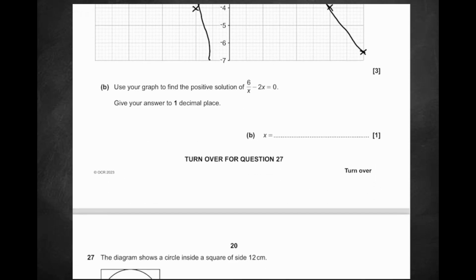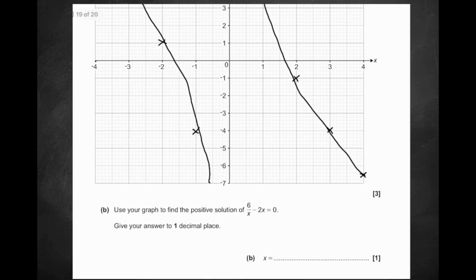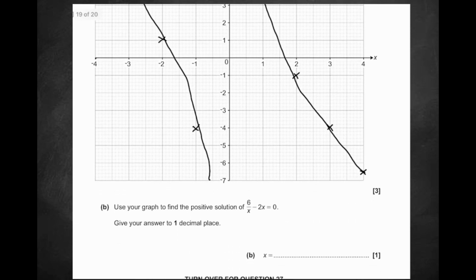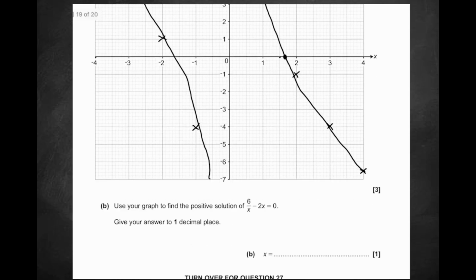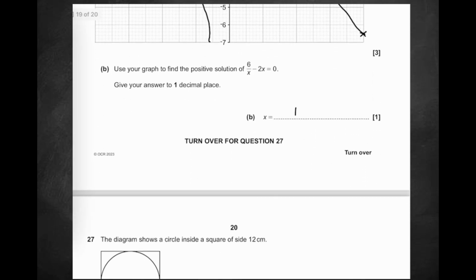Use your graph to find the positive solution of 6 over x minus 2x equals 0. Give your answer to one decimal place. A positive solution, so it's going to be on the right-hand side of the graph. It's going to be when it crosses the x-axis just about here. So we'll say 1.65, as 1.5 would be here, and it looks about halfway between 1.6 and 1.7. Granted, my graph's not great, but it's based on whatever your graph reading is for that mark.